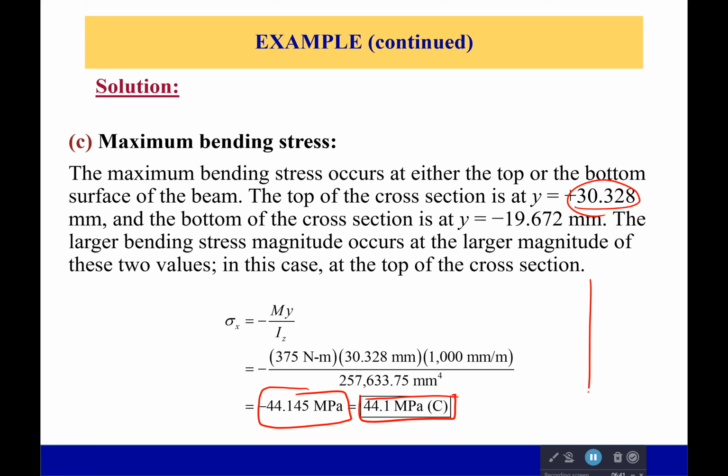We know that's compression because of the bending moment. It's pushing in at the top, and so I have compressive stresses. It's pulling out at the bottom, and so I have tensile stresses.